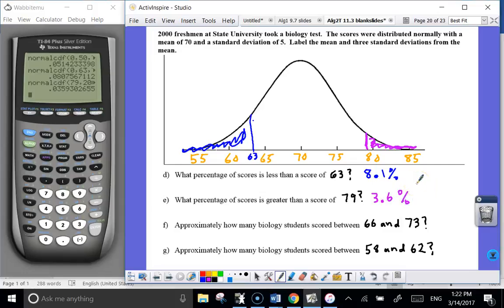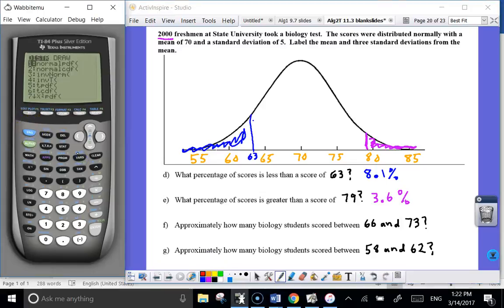Okay, now the next two questions, they're not asking for a percent. They're asking for approximately how many students scored between these two values. Well, right away I'm going to look up at the top and say, what's the total number of students? 2,000. Okay, so let's try this. How about red? Okay, so go second, vars.